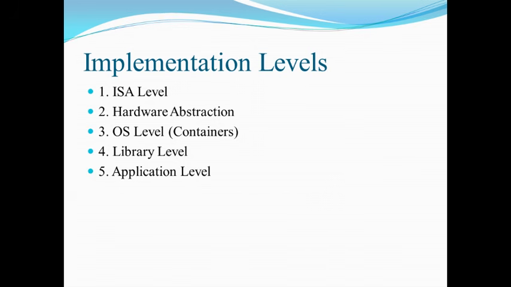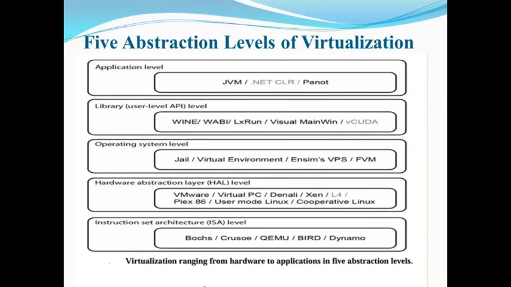Fourth level is the library level. It virtualizes specific program libraries. And the last level is the application level, which virtualizes whole applications. Each level provides a different degree of abstraction and performance trade-offs. These are the five abstraction levels of virtualization, from hardware to application.